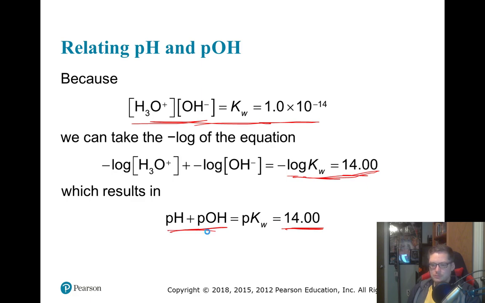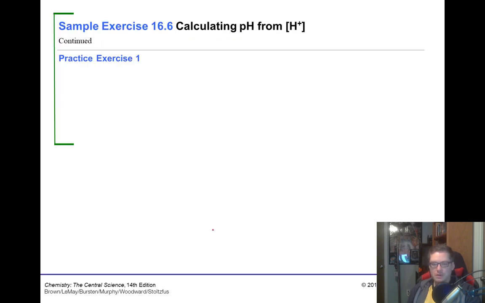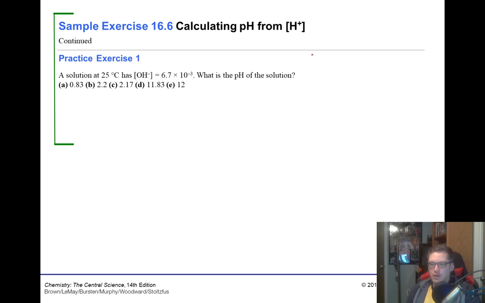Let's just do some practice problems. Shouldn't be too hard. We're just going to use our new tools here. It says a solution at 25 degrees Celsius has a hydroxide ion concentration of 6.7 times 10 to the minus third. What is the pH? Well, we know from the last video that the Kw is equal to 1 times 10 to the minus 14th, and that's equal to the concentration of H plus times the concentration of OH minus.